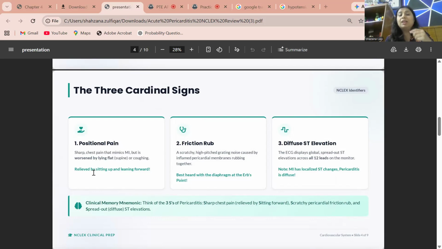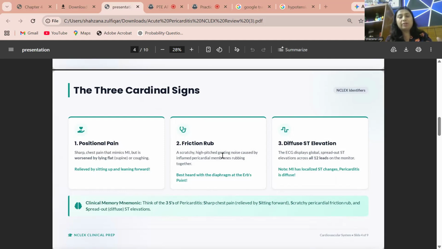So if the patient says sharp chest pain, and the nurse is thinking it may be MI, but what is the important NCLEX trick here? This pain is settled when the patient is sitting and leaning forward. You got my point? The pain is relieved by sitting up and leaning forward. But MI pain is not relieved by sitting up and leaning forward. So this is the important trick here.